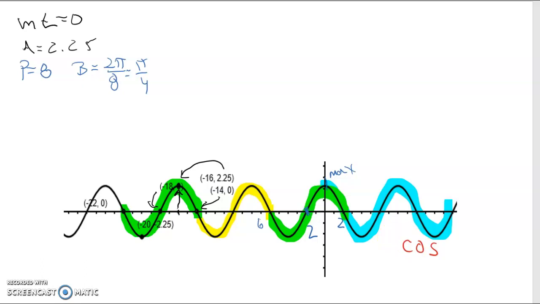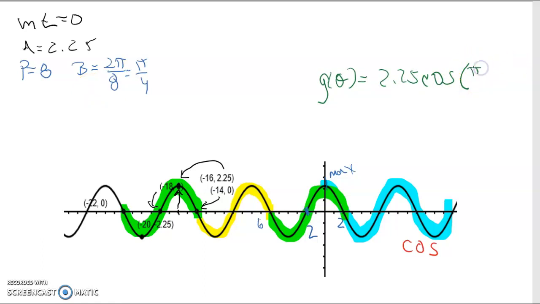So we're ready to build our function. We'll call this one g of theta. g of theta is equal to our midline, which is 0. It's a positive cosine, so amplitude times cosine.